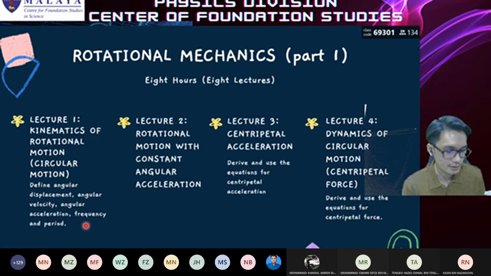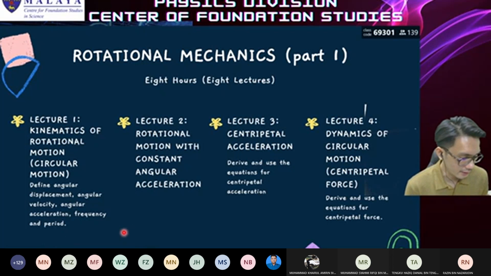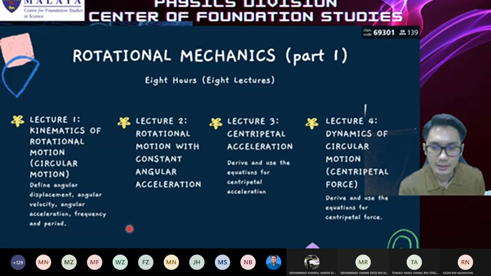We have 4 kinematic equations. In angular or rotational motion, we will use the same thing, but the terms are a bit different. We just put "angular" in front, like angular displacement, angular velocity, angular acceleration, and also we will study frequency and period. Then in lecture 2 tomorrow, we will study rotational motion with constant angular acceleration. There we will use the 4 kinematics equations that we used in linear motion, but change them to angular parameters.